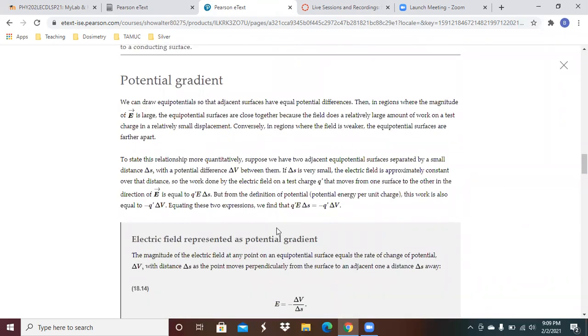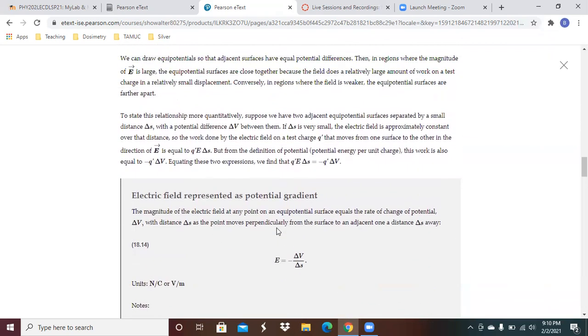So we can draw equipotentials so that adjacent surfaces have equal potential differences. Then in regions where the magnitude of E is large, the equipotential surfaces are close together because the field does a relatively large amount of work on a test charge over a relatively small displacement. Conversely, in regions where the field is weaker, the equipotential surfaces are further apart.